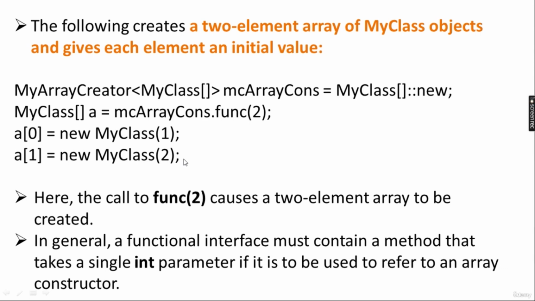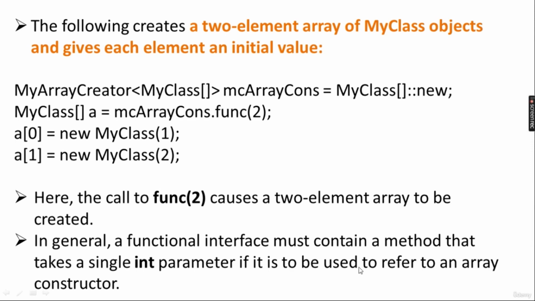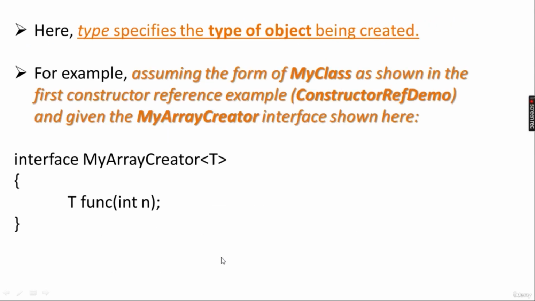The functional interface must contain a method that takes a single integer parameter if it is to be used to refer to an array constructor. Okay, so in generalized syntax, a functional interface must contain a method that takes a single integer parameter. Here it is taking integer n, a single integer parameter, if it is to be used to refer to an array constructor, because this n will be telling you how many elements will be in the array. So it must be having the single integer parameter.